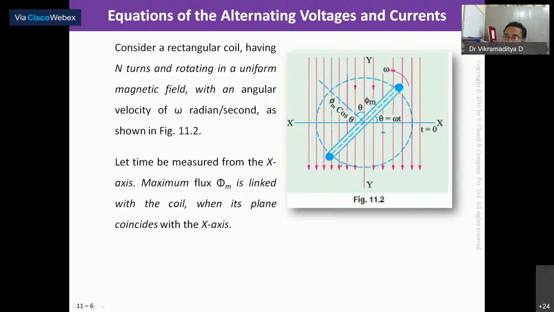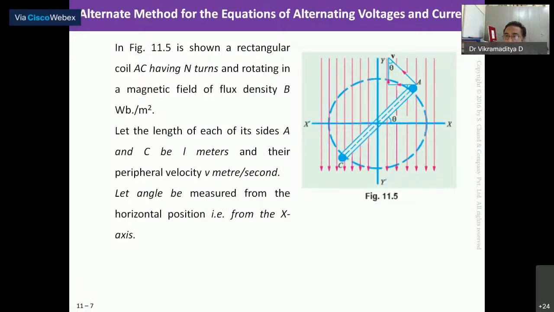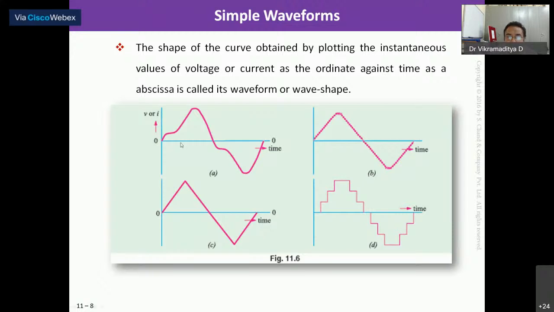This diagram you have seen in your lower classes, where this is the conductor, and this is the magnetic field, which is produced by a permanent magnet or by field coils. Suppose it is rotated with a speed of omega radians per second, then we all know that an EMF is produced across its terminals, and this EMF can be of this shape, this shape, this shape, and this shape.